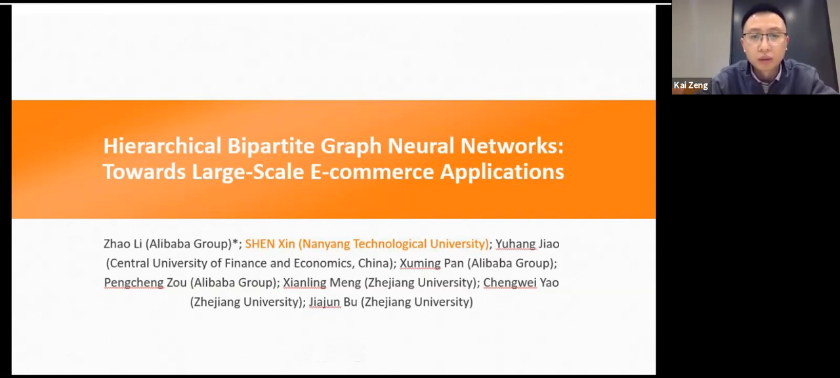Okay, so basically this presentation is given by Shenxing from Nanyang Technological University. The title is Hierarchical Bipartite Graph Neural Networks Towards Large-Scale E-commerce Applications. This is a joint work with Alibaba Group, Central University of Finance and Economics, China, and Zhejiang University. Okay, let's start.